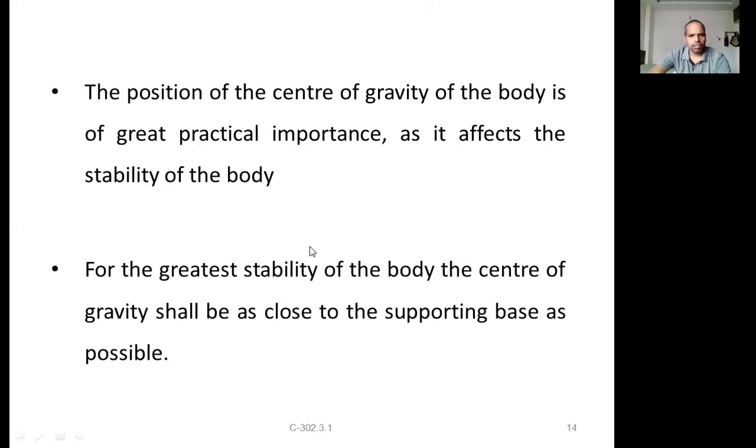For the greatest stability of the body, the center of gravity shall be as close to the supporting base as possible. The greatest stability.